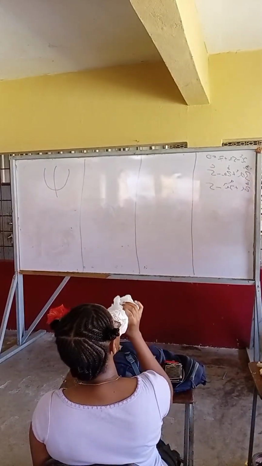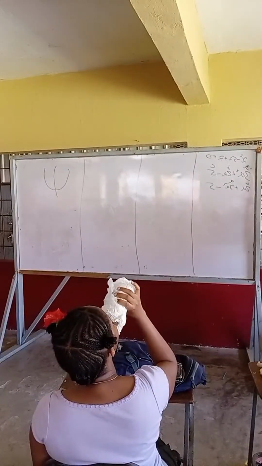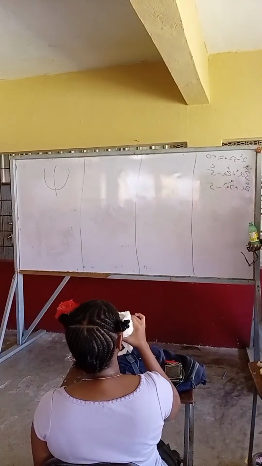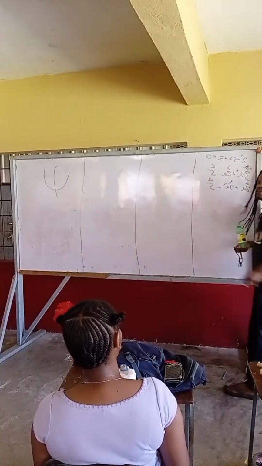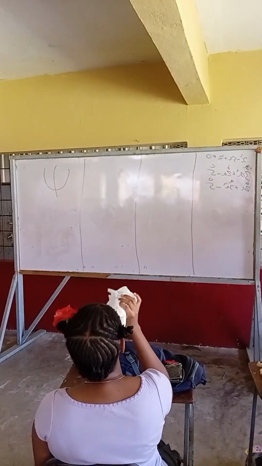What is c? The number with no letter. Everybody see that? All right, good.